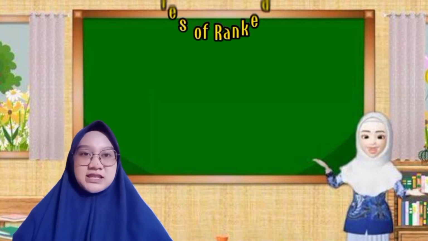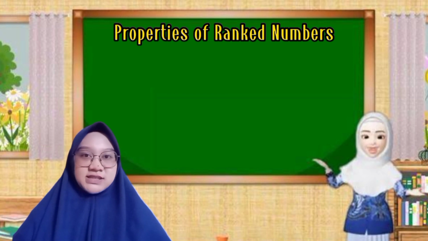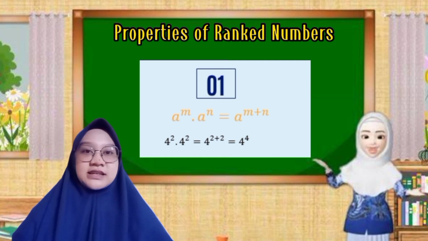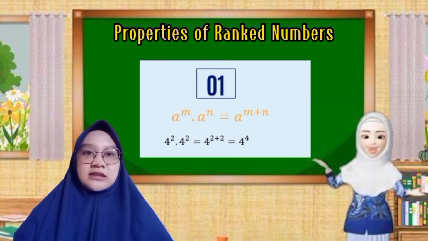Okay, the next is properties of ranked numbers. The first property is a to the m times a to the n. If there is a property like this, where the value a is the same, then the ranks are added. For example, 4 squared times 4 squared equals 4 to the 2 plus 2 equals 4 to the 4.